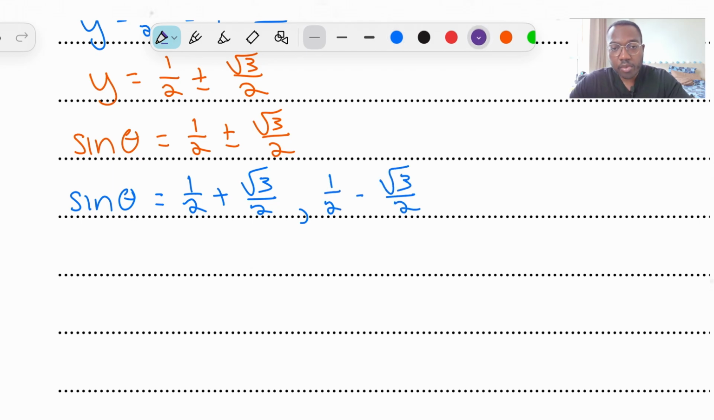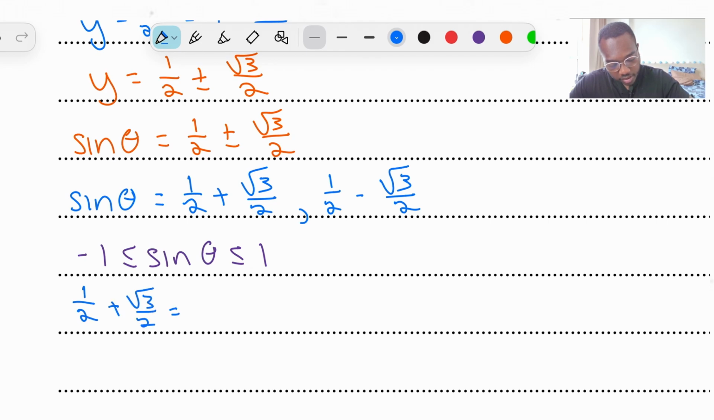But first things first, what I would do is just double check that these are valid solutions, okay? Because we know that sine theta has to be a value between -1 and 1. So what I'll do is on my calculator, I would just work out a half plus root 3 over 2 first. What value do we get? Well, we get 1.4 to one decimal place. Now that is above 1, so we know that this is not going to be a valid solution for sine. Therefore, we can actually just disregard this.